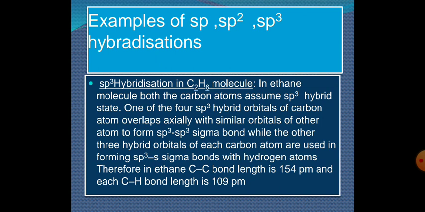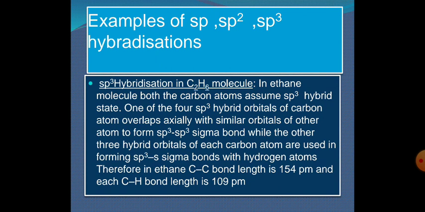Students, we are in the topic of chemical bonding. With the continuation of our previous lectures, in today's lecture we are going to learn a new concept, that is, different examples of sp, sp2, sp3 hybridizations, and these examples in detail.